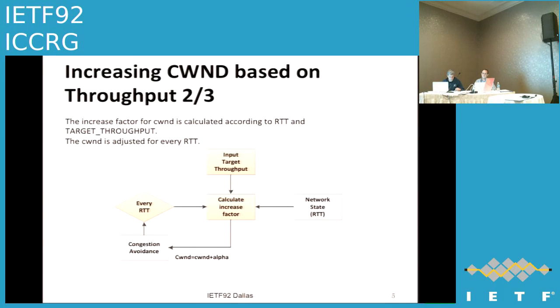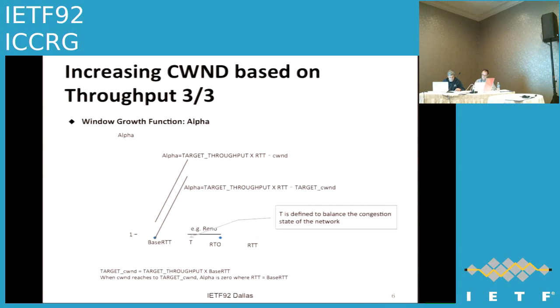This diagram shows that the increase factor for the congestion window is calculated according to the RTTs. RTT reflects the network state, and then there is another input from the application, the target throughput, and from these we calculate the increase factor alpha. And the congestion window is adjusted for every RTT. Next, please.